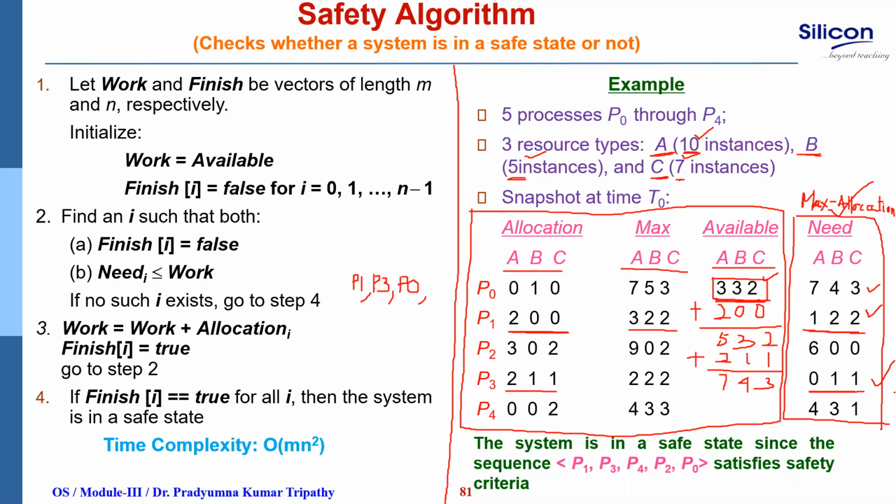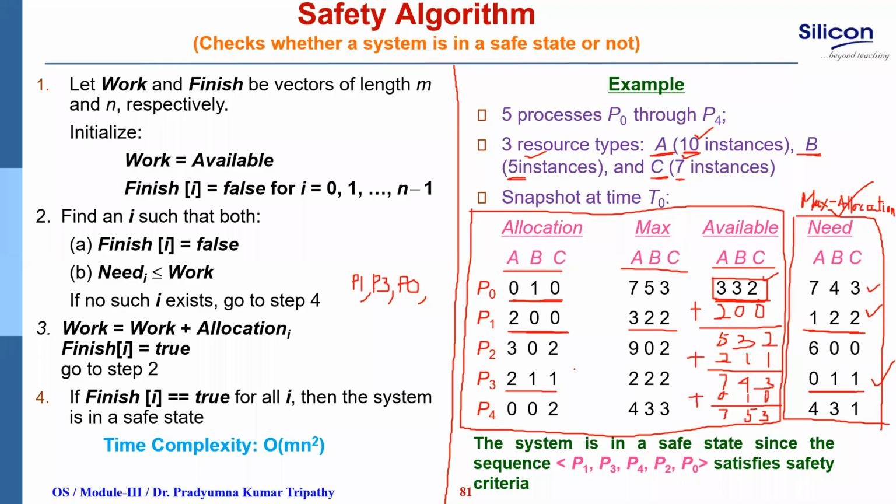Correct? P0. Once P0 is satisfied, P0's allocation, that is 0, 1, 0, it will return. So that means this 0, 1, 0 will be added, so that I will have 7, 5, and 3. Correct?